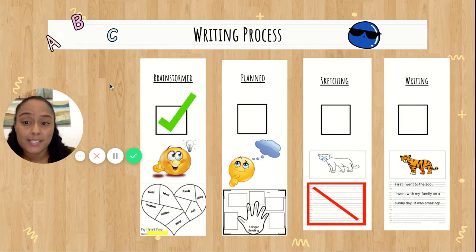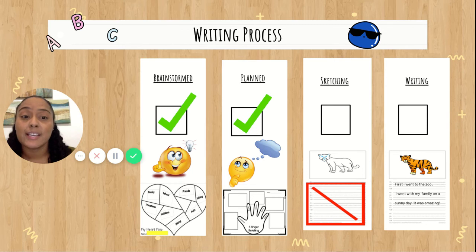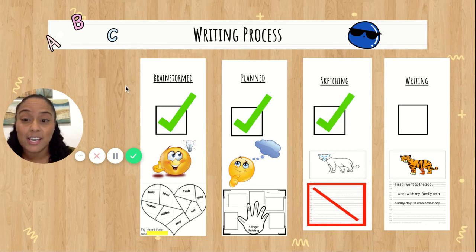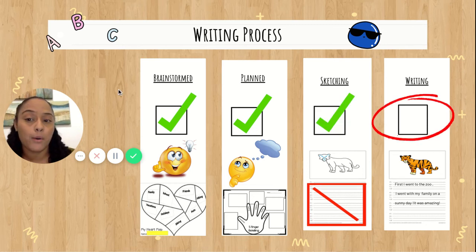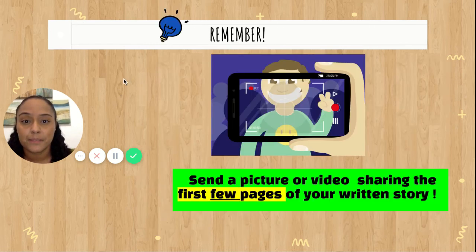Remember, writing is a process. First, we brainstormed, we came up with an idea, then you planned for it. Monday, you sketched. Today, you started to write. Notice we didn't check it off because we're not quite done yet. Next week, we're going to finish our story.